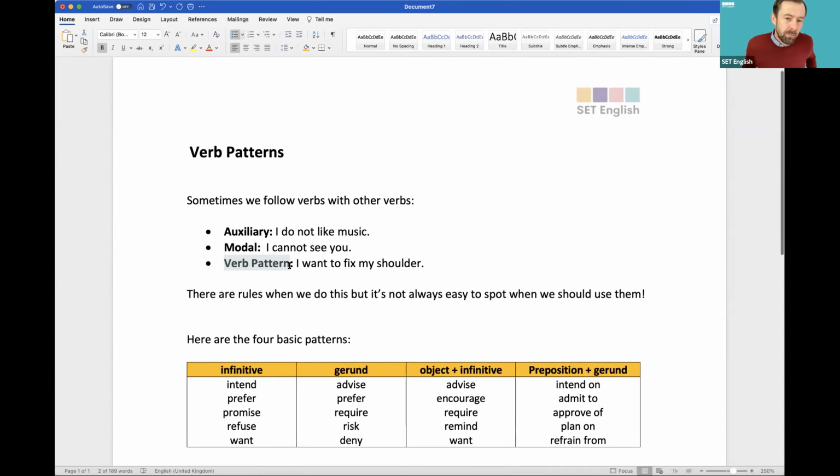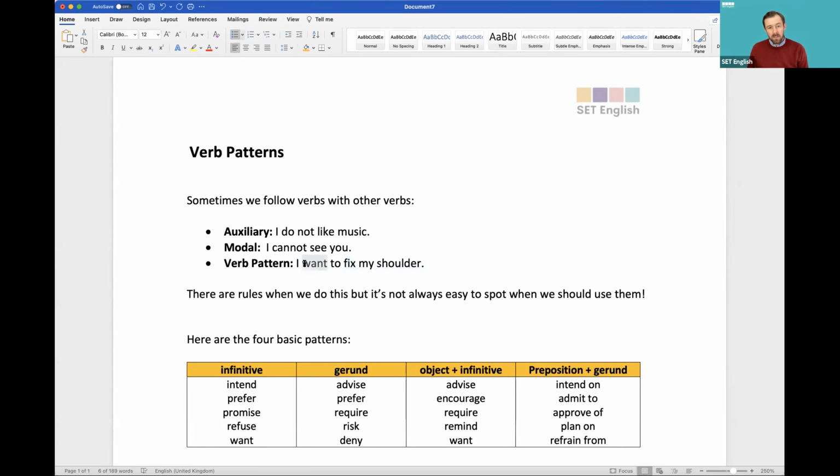So if you look at this verb pattern here, I want to fix my shoulder. What's the current situation? The shoulder is broken, injured. I've got a problem with my shoulder. Maybe I dislocated it last week. I don't know, but I want to fix it. So who am I going to see? Doctor, surgeon, or physio? Physio, yeah. Okay. So there are two verbs, want and fix.